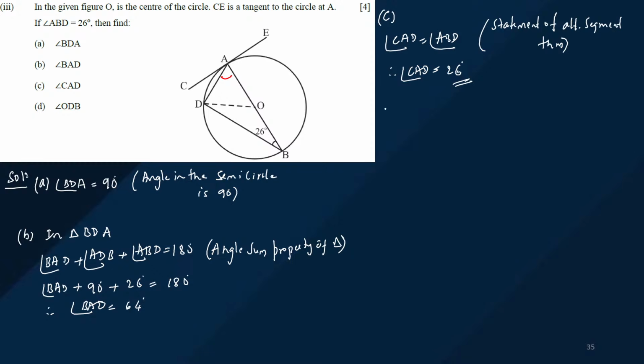Right. So next one, D. Can you try in the same way? ODB, how much is going to be ODB? CAD is 26 degrees. Any answer? That is also quite simple. See children, all these questions are previously appeared questions. Keep that in mind.